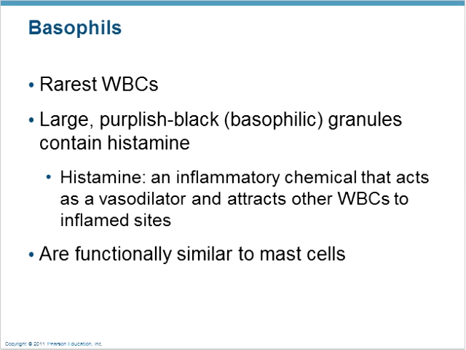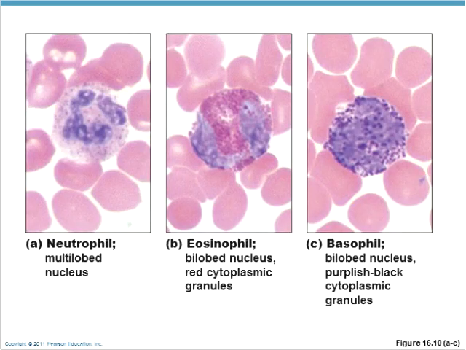Basophils are the rest of the white blood cells, WBCs. They are large, and they stain purple to purplish black. They're basophilic granules, and their granules contain histamine. Histamine is an inflammatory chemical that acts as a vasodilator to enlarge the blood vessels and attracts other white blood cells to inflamed sites. So it actually helps the inflammatory response. And they're functionally similar to mast cells, which also have histamine-containing granules.